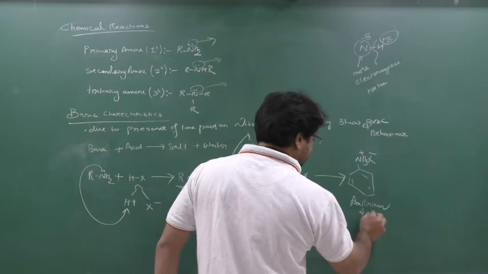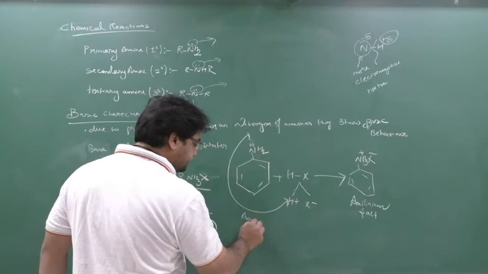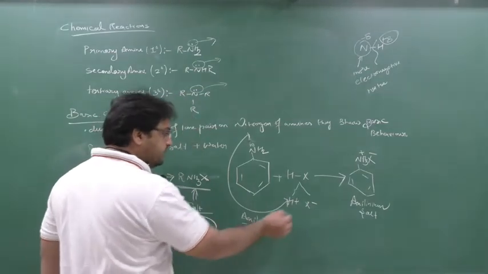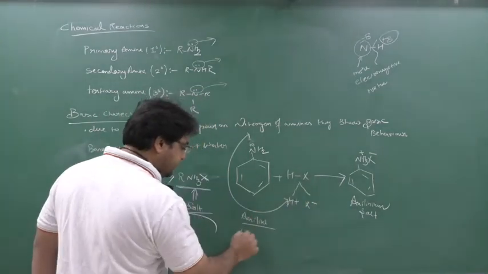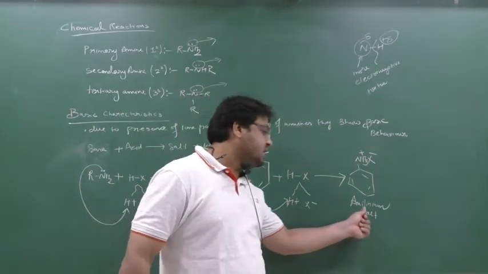This is known as an anilinium salt, because this compound is aniline. This aniline is reacting with what? Acid. So this is acting as what now, beta? Base. So this is acting as a base, and that's why it is known as an anilinium salt.